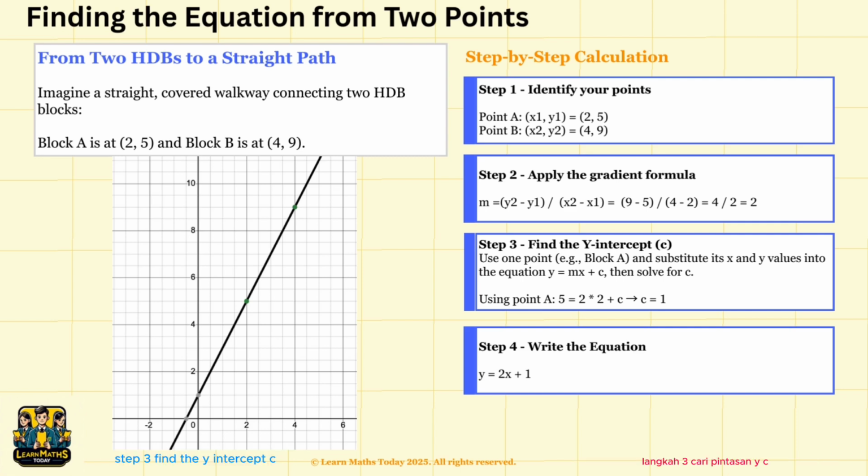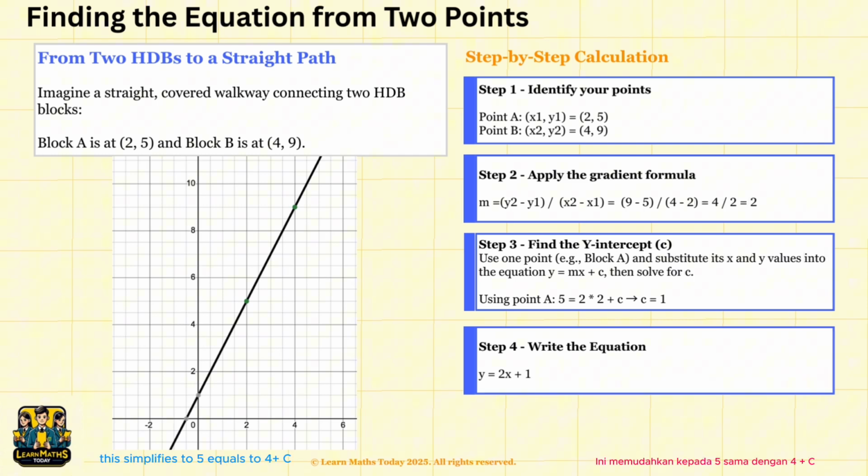Step 3. Find the y-intercept c. We now have m, which is 2, and we know our equation is y equals 2x plus c. To find c, we can use either point A or point B and substitute its x and y values into this partial equation. Let's choose point A, (2, 5), for simplicity, so we substitute 5 for y and 2 for x. 5 equals 2 multiplied by 2 plus c.